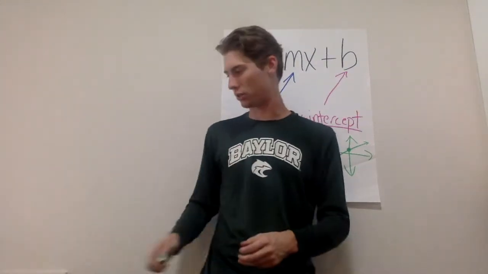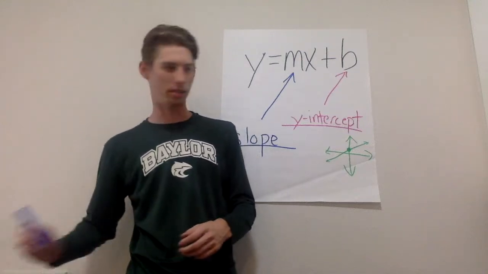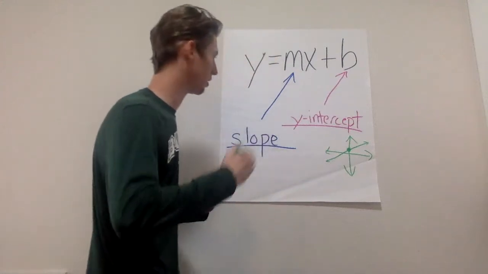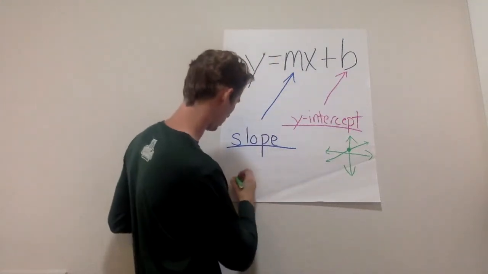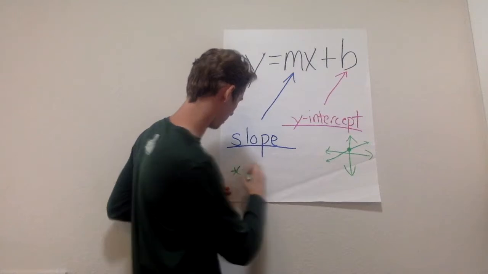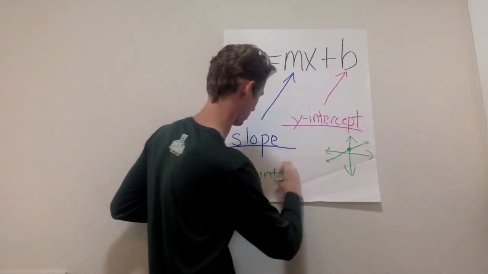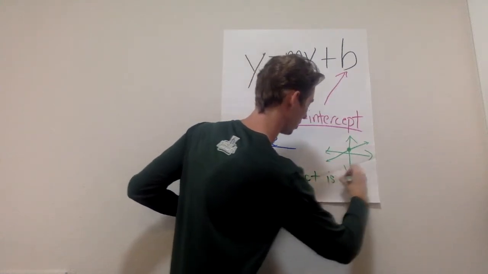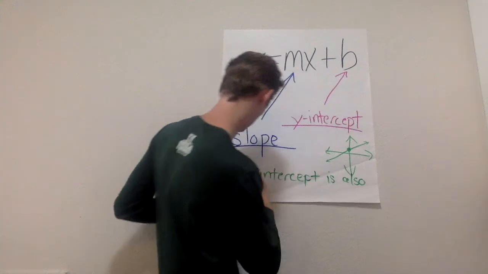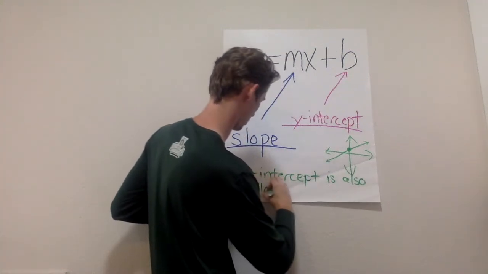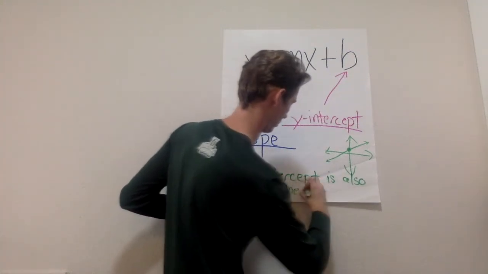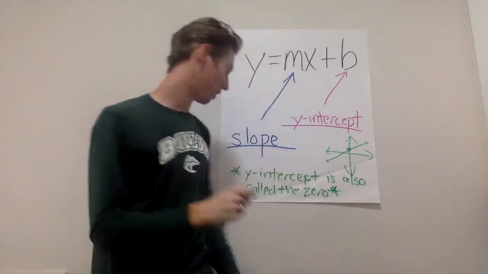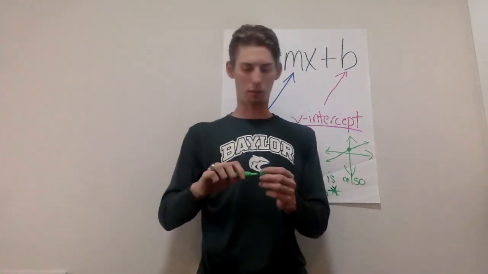Last thing I want to mention as far as definitions go is that the y-intercept is especially interesting because it also has another name. So, down here, we're going to write that the y-intercept is also called the zero. Let's dig into that just a little bit right now.